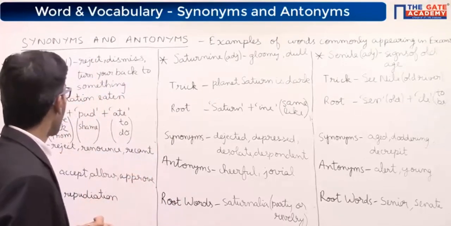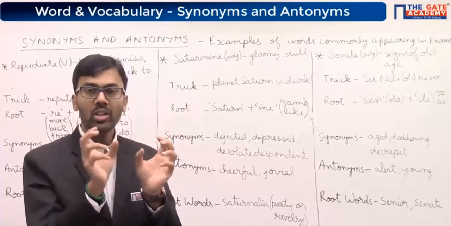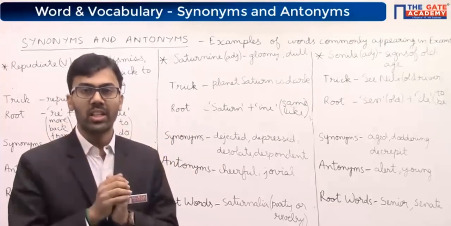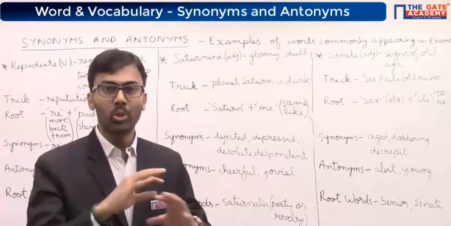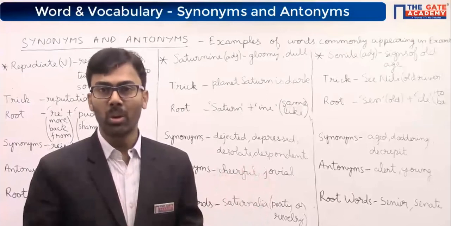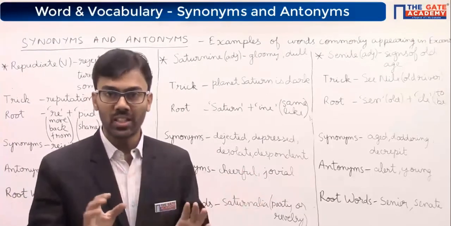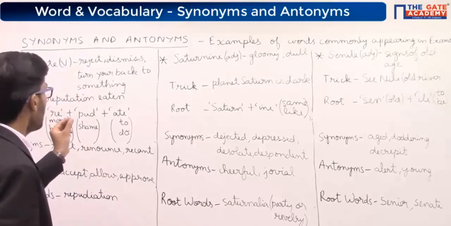The trick to remember is to remember two words: reputation, eaten. Repudiate sounds like reputation, eaten. That is, when the reputation of something is eaten, that is, the reputation goes away and something is rejected, that is to repudiate. That is to eat away the reputation. Reputation, eaten. Roots are re plus pud plus ate.